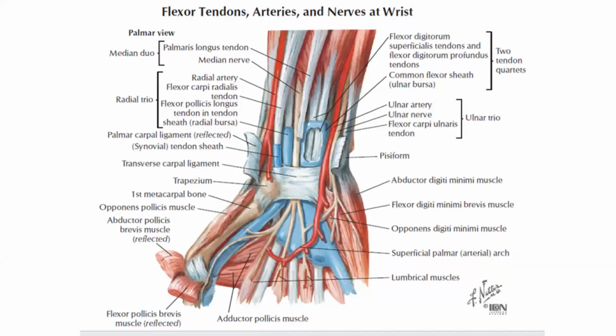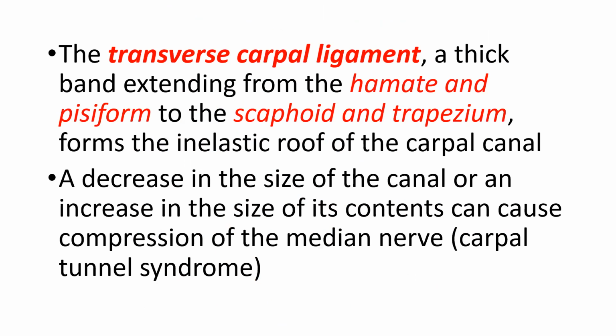Where is it coming from? The hamate, the what? The pisiform, to the scaphoid, and what else? The scaphoid and the what? I want you to know. And this tells you that it is scaphoid and trapezium. Sorry, I took the wrong one because I wasn't sure of the trapezium. So these are the boundaries. You have to know this.